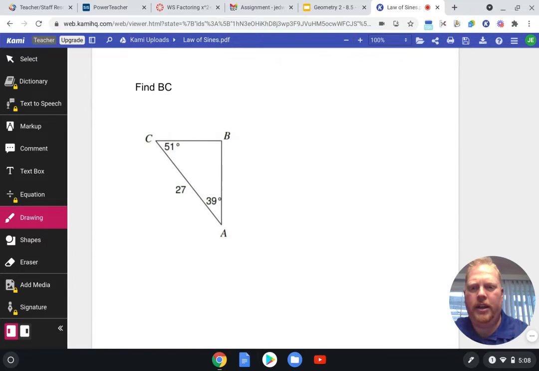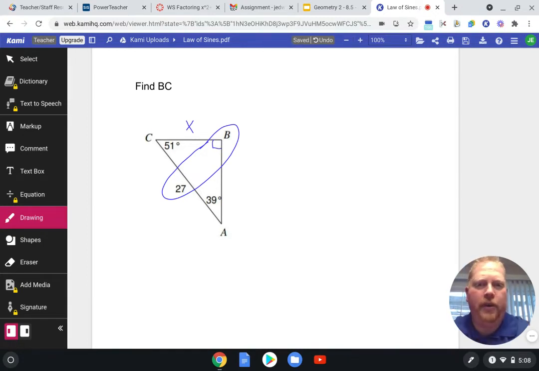Next example, let's find BC. So we're in a similar situation to what we were in the last problem, where I've got 27 here, but I don't have angle B. So I need to figure out what angle B is. So if I add up the 31 plus the 59, that makes 90. Subtract that from 180, and I get that B is 90 degrees.